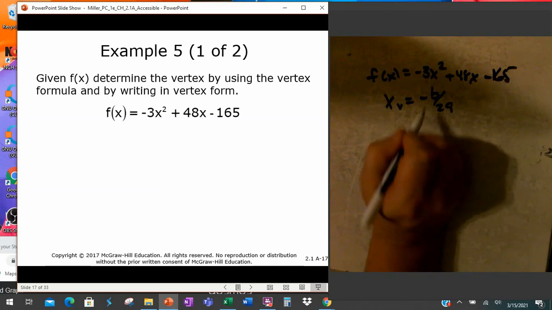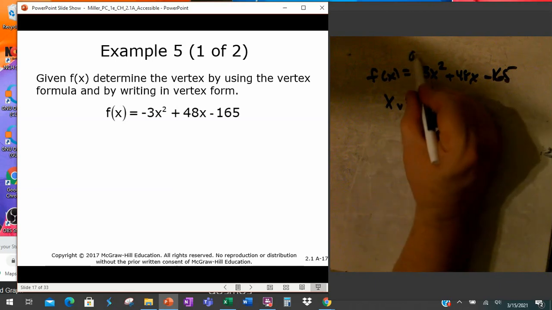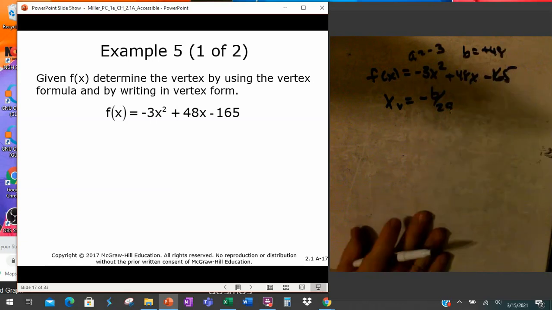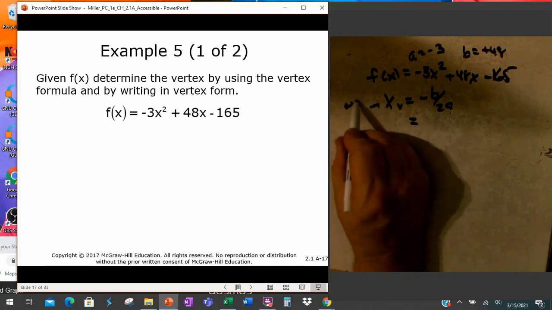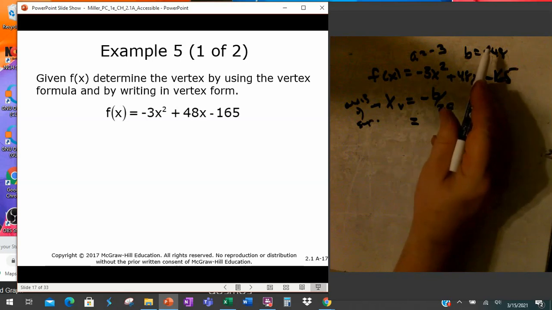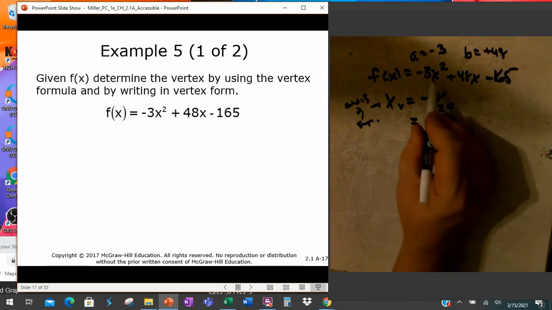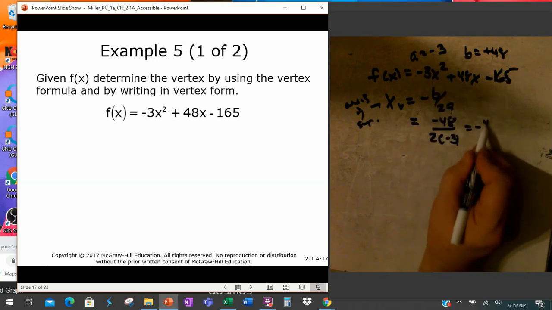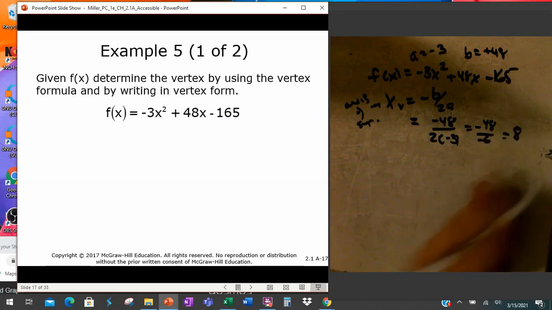This is negative b over 2a, 2 times a. Here's my a, that's my negative 3, my b is equal to plus 48. So the vertex, the axis of symmetry, this is also the axis of symmetry, is just equal to negative b, negative 48, divided by 2 times the a, and that's the negative 3. So negative 48 divided by negative 6, and this will give you plus 8.